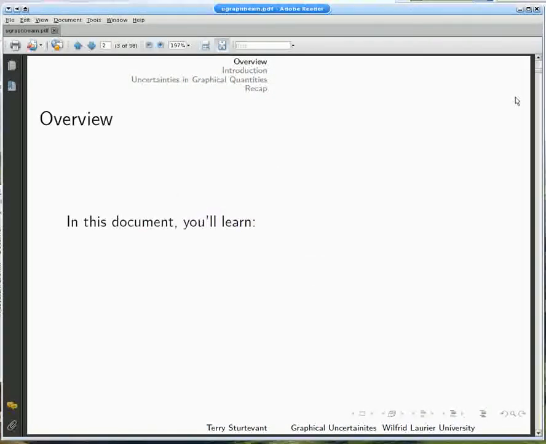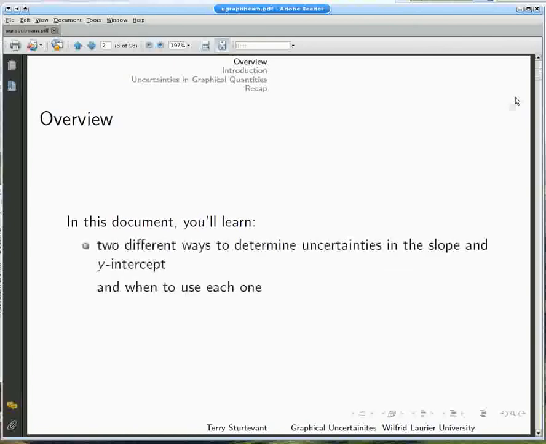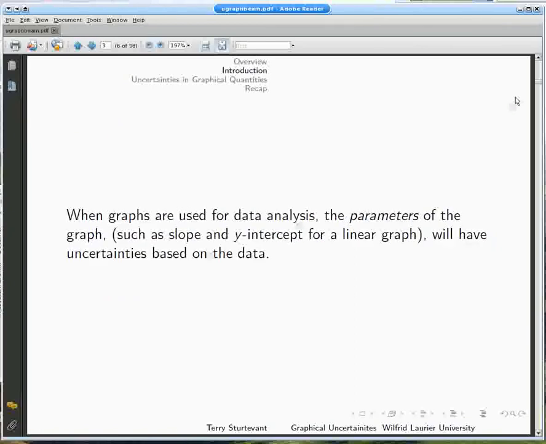This presentation is an introduction to handling uncertainties in linear graphs. You'll learn how to show uncertainties in graphical data, and how to determine uncertainties in the slope and y-intercept.